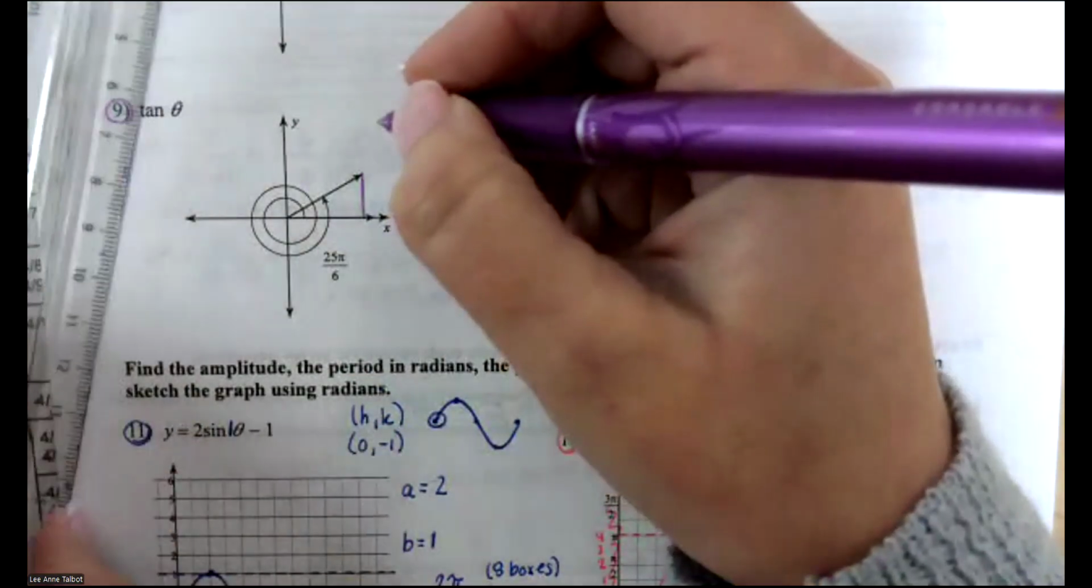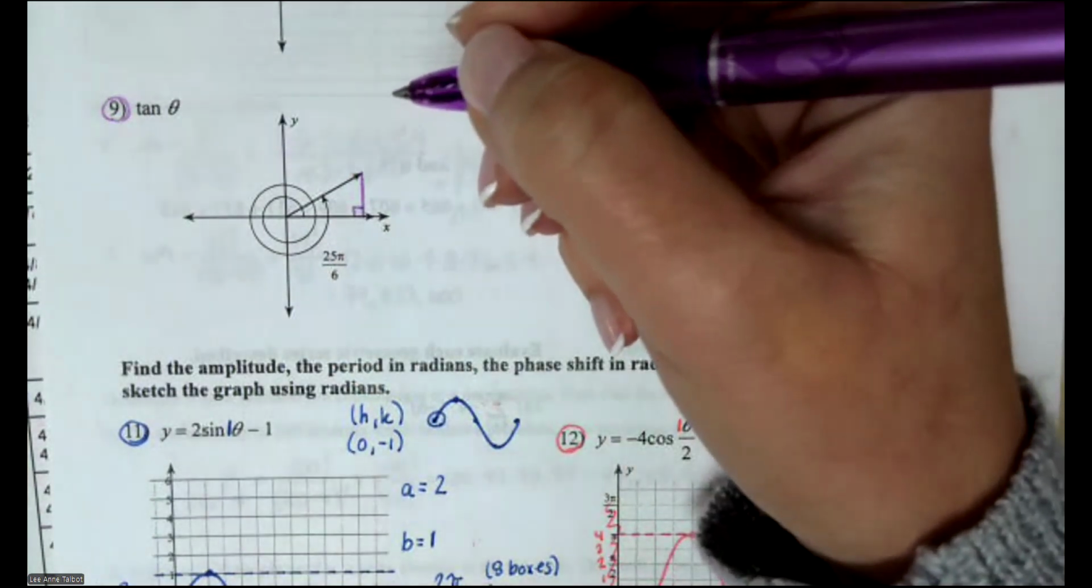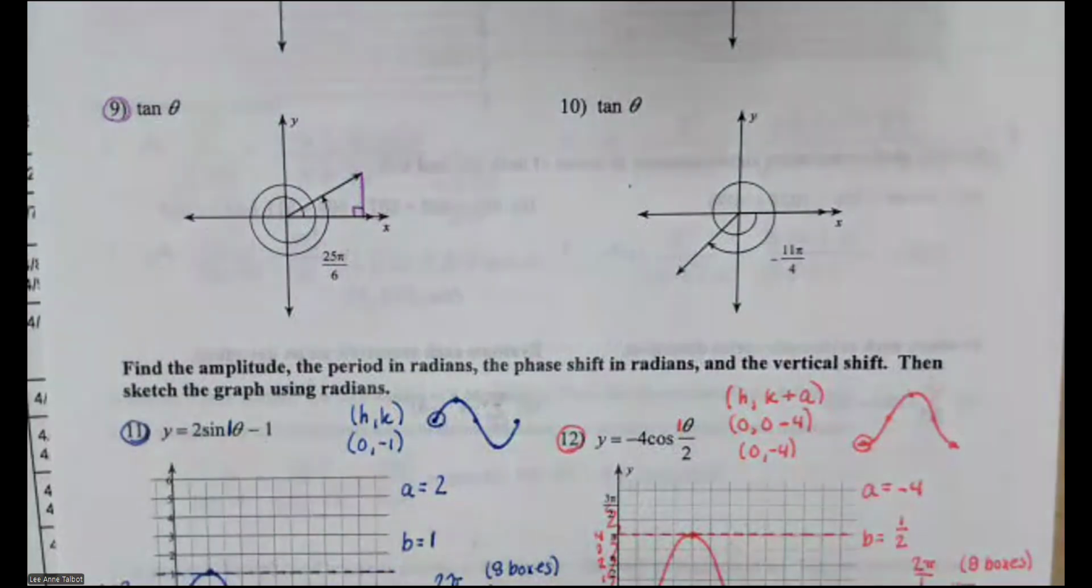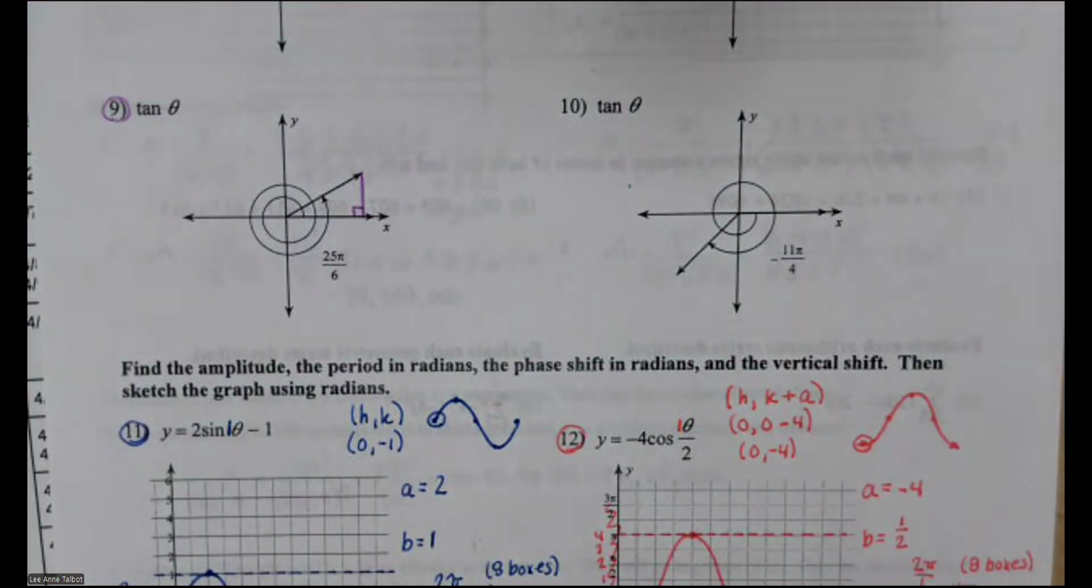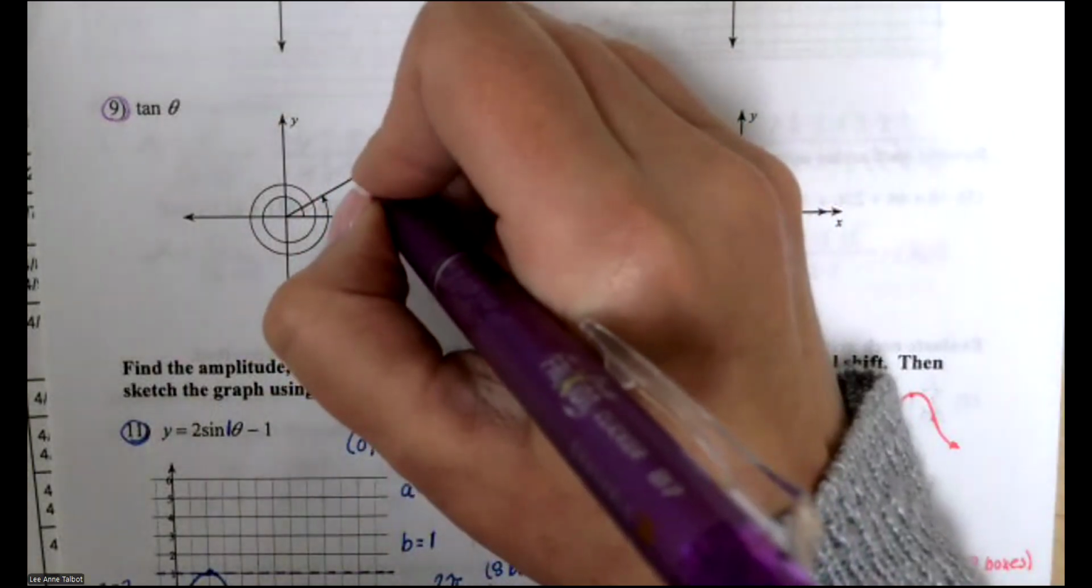Okay. Number 9. 30, 60, 90 or 45, 45, 90? 30, 60, 90, great. Okay.